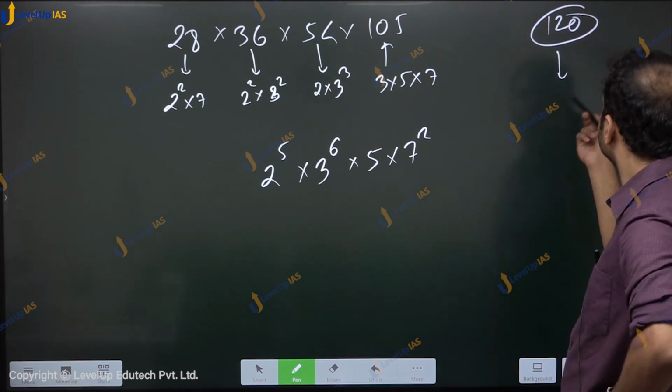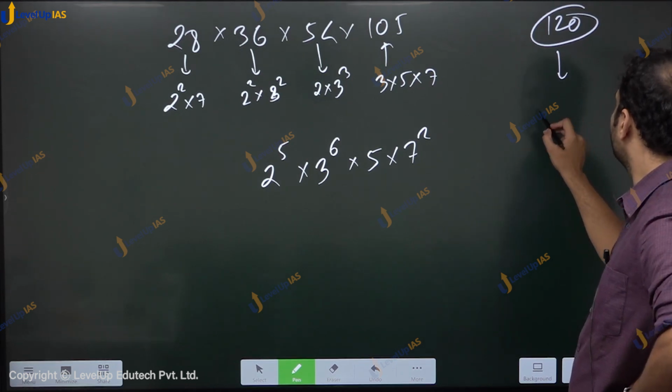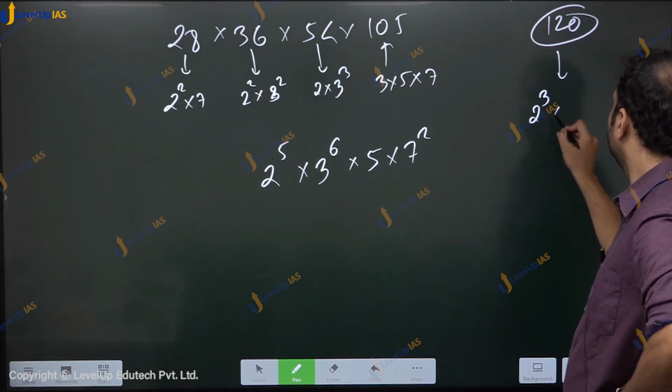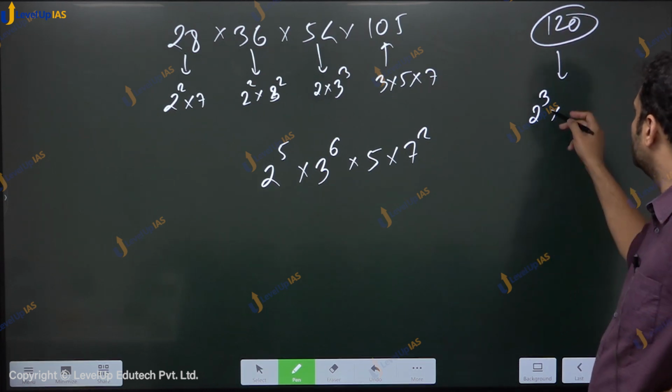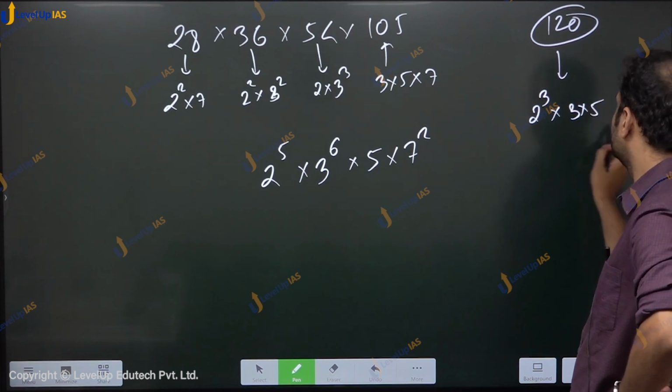And 120 is what? 2 cube, 15 8s are 120. 8 into 15, and 15 is 3 into 5. This is 120.